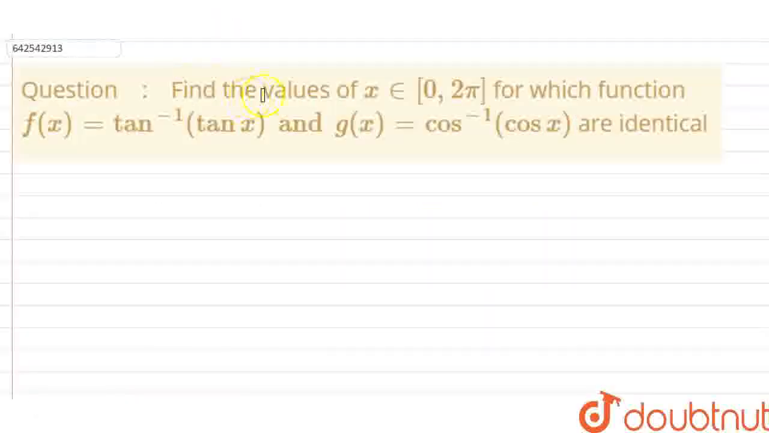Okay students, let's start solving this question. We have to find the value of x belongs to 0 to 2 pi, for which the function f of x is equal to tan inverse of tan x, and g of x is equal to cos inverse of cos x.